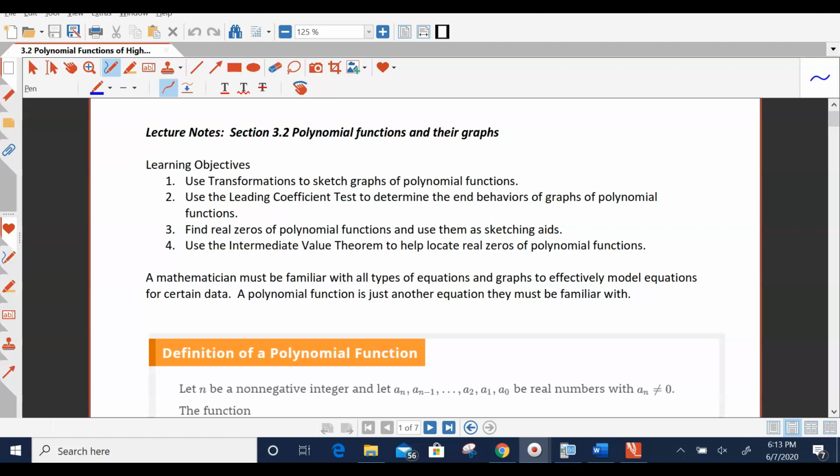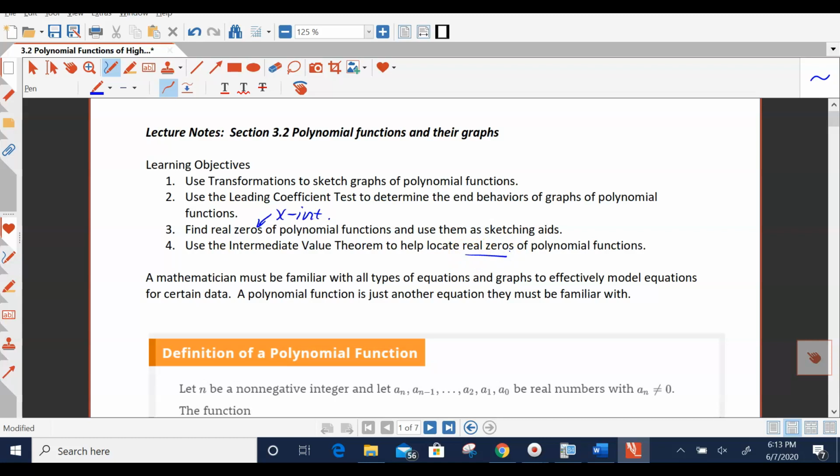So here's what we're going to work with. Transformations to sketch some polynomial functions. We'll use this leading coefficient test to determine the end behavior of our polynomial functions with respect to their graphs. We'll find zeros, and remember a zero is just another name for an x-intercept. Then we're going to use a theorem to help us locate where those zeros are for our polynomial function.